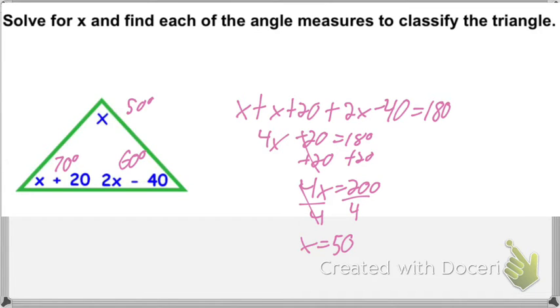And if we add up 50 plus 70 plus 60, what should we get? 180, to double check our work. And so what kind of triangle is this? Acute. 50, 60, 70, it adds up.